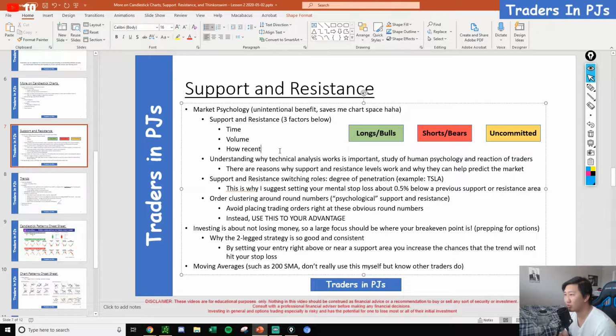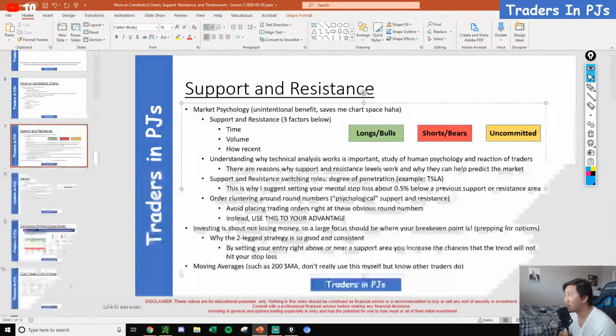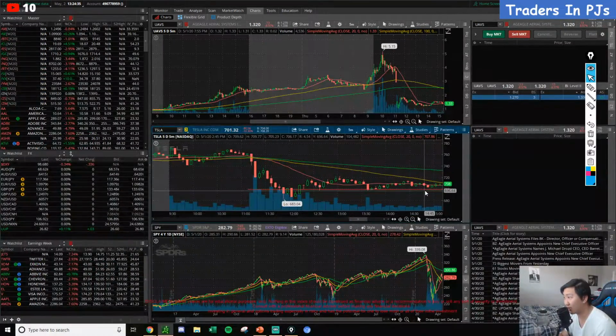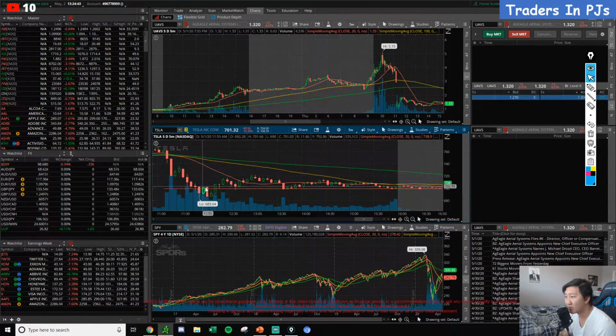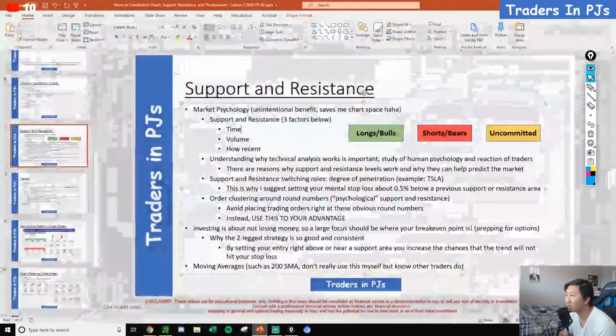So what makes significant support and resistance areas? There are three factors. Number one is how long was it there, right? If it was there for a long time, like the 700 level for Tesla after this huge pullback, it was there since 12 p.m. So it was there for 4 hours, until market close. So this is pretty strong resistance. And it makes sense because it's also a round number, and I'll touch on that in a little bit.